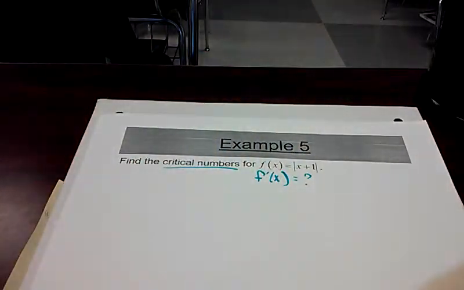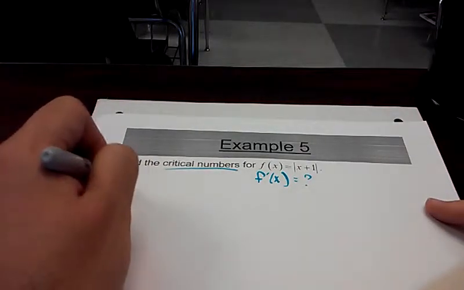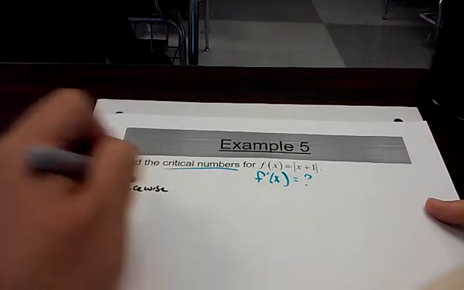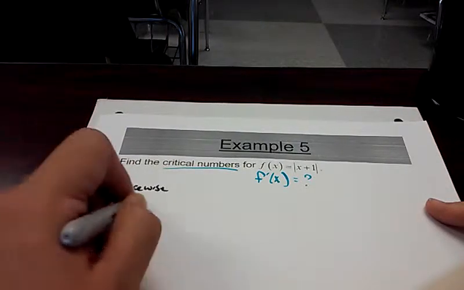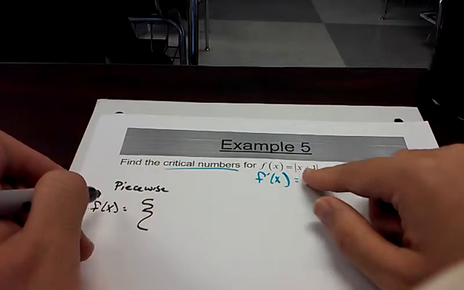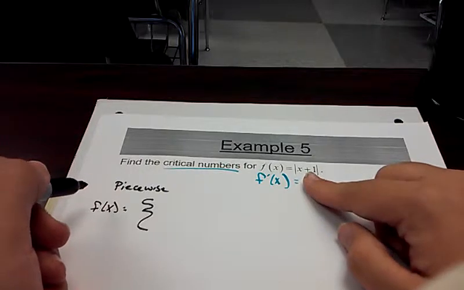However, this is an absolute value function, so I can't just take the derivative. I've actually got to separate this into a piecewise function, in other words, two pieces. So f of x, I'm going to break this up into two functions. This is the absolute value of x plus 1.